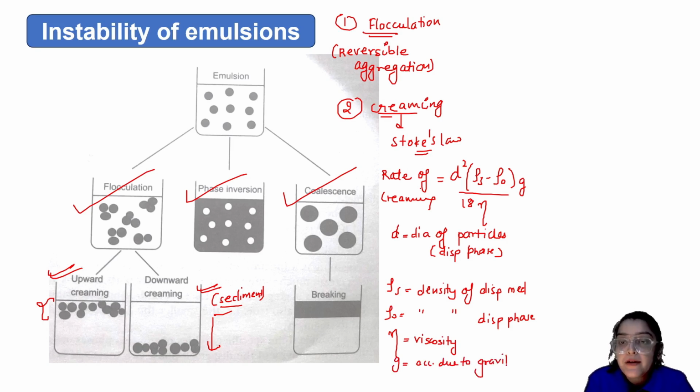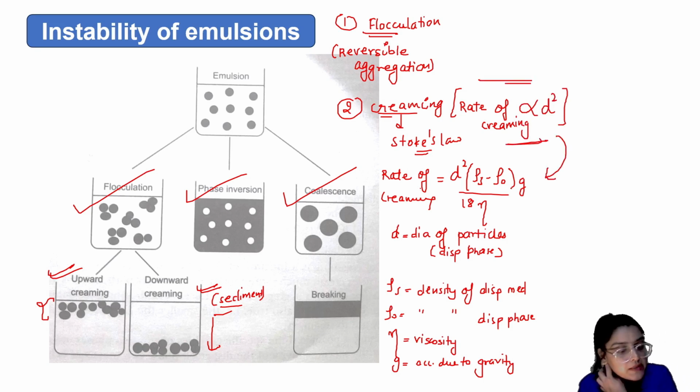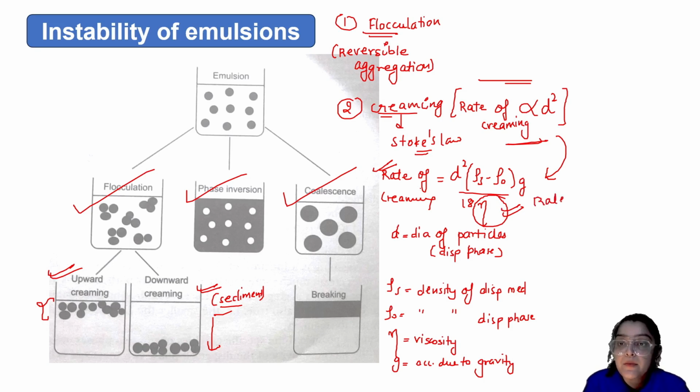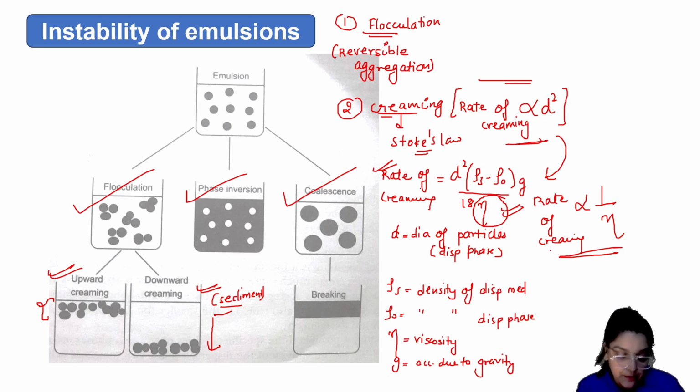Alright, one point to be noted, which is important and a direct question has already been asked, is that the rate of creaming will be directly proportional to the square of the diameter, right, which can be deduced from this equation. Another major point to note is that the rate of creaming is inversely proportional to the viscosity. In case of a highly viscous medium, the rate of creaming will be low, and in case of a low viscous medium, the creaming will be faster. Rate of creaming is inversely proportional to the viscosity and directly proportional to the diameter. So the larger the particle, the more the creaming, right.